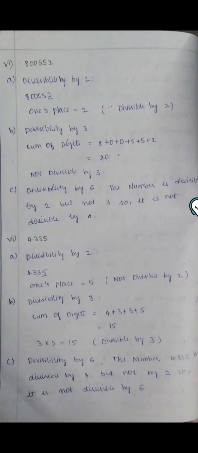The definition is 0, 2, 4, 6 or 8. It is satisfying the definition, so it is divisible by 2. And divisibility by 3, if we add this number, we are not getting a number which is divisible by 3. That means 20 is not divisible by 3, so we can say it is not divisible by 6, because it is satisfying the divisibility rule for 2, but it is not satisfying divisibility by 3. So we can say that 8005552 is not divisible by 6.